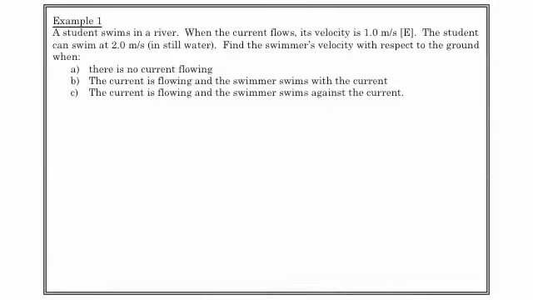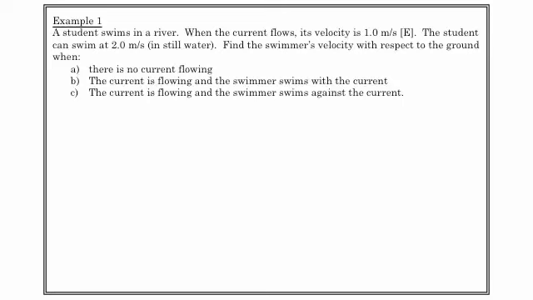So here's an example. A student swims in a river. When the current flows, its velocity is 1 meter per second east. The student can swim at 2 meters per second in still water. So if this student went to a pool, no current, nothing, this student could swim at 2 meters per second in water. Okay? So now we go to the river. If there's a current, it's 1 meter per second east. Let's find the swimmer's velocity with respect to the ground in different situations.